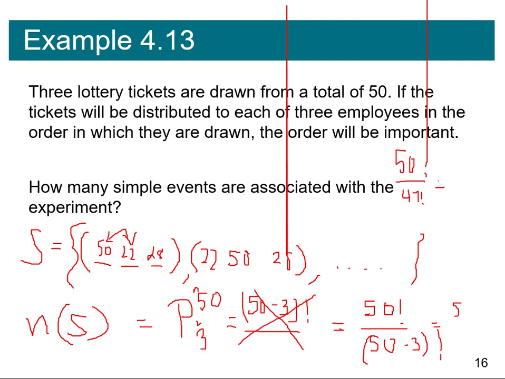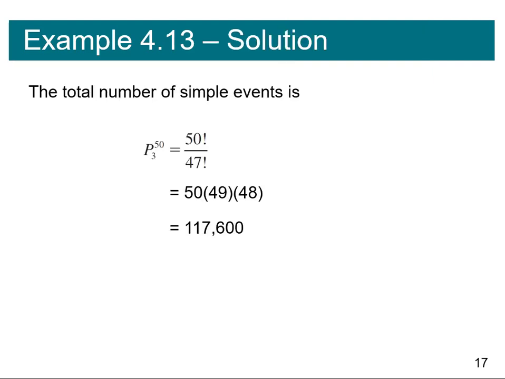So that's a pretty big number. But let's see if they show us the answer. Yeah, okay, here it is. 50 factorial over 47 factorial is actually 50 times 49 times 48 because the 47 factorial cancels. So you just get 50, 49, 48, which is how many possibilities there are. So more than 117,000 different possibilities, or different elements in the sample space. So that's a big sample space.